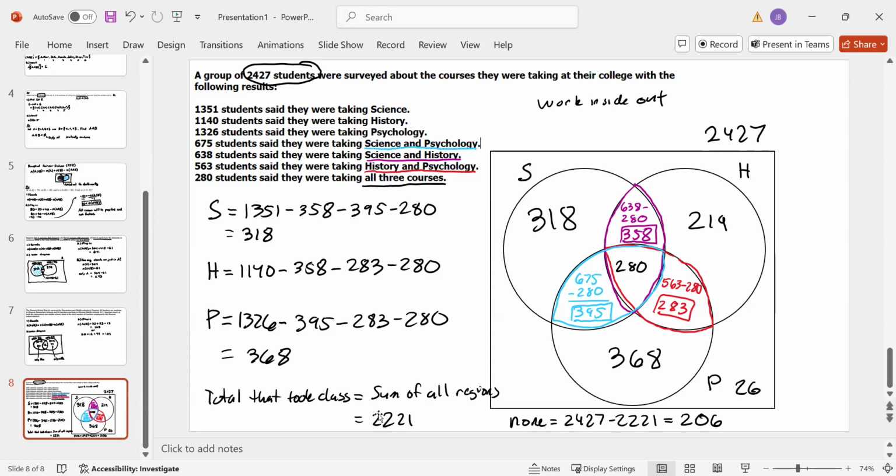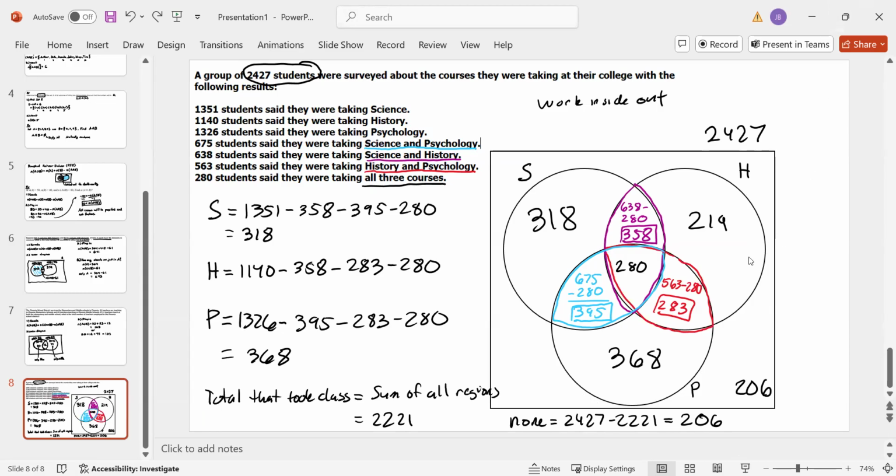So the actual number of students who did none of the classes, they didn't take history, psychology, or science, there's 206 students like that. So if you feel comfortable filling out this Venn diagram, then you've mastered the Venn diagram, right? So then I could just ask you questions like, how many students did history or psychology? So history would be this circle, or psychology would be this circle. So then I find where they overlap and I just add those two numbers together and that's my answer, right?